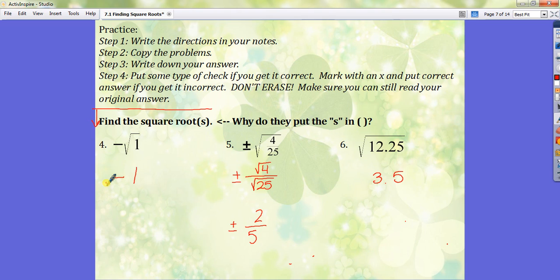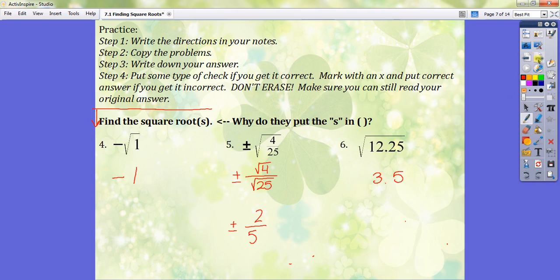So you'd figure out what number times itself. So negative square root of 1 is negative 1. The plus or minus square root of 4 over 25 becomes plus or minus 2/5. And this one, the square root of 12 and 25/100, became 3.5. And it's just positive. It's not 3.5 or negative 3.5. It didn't ask you to find both. So when it doesn't ask you to find both, you just do the positive one.